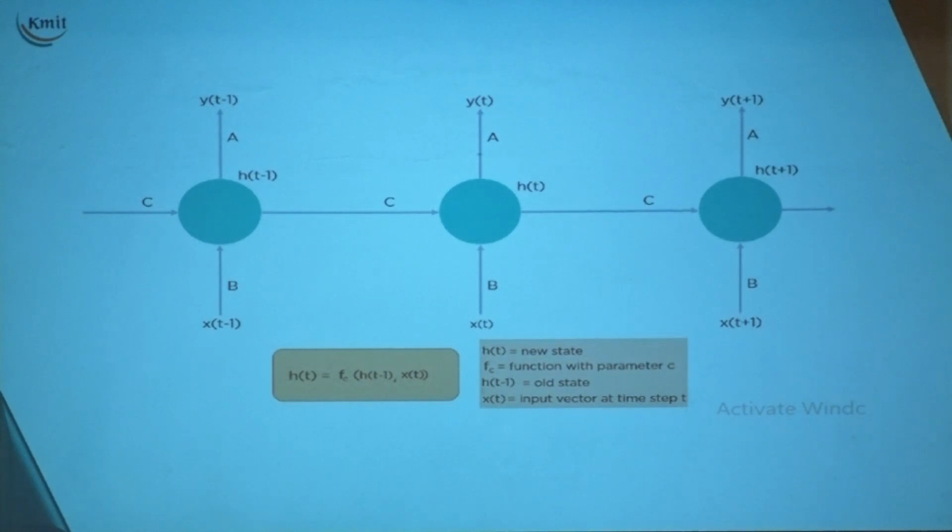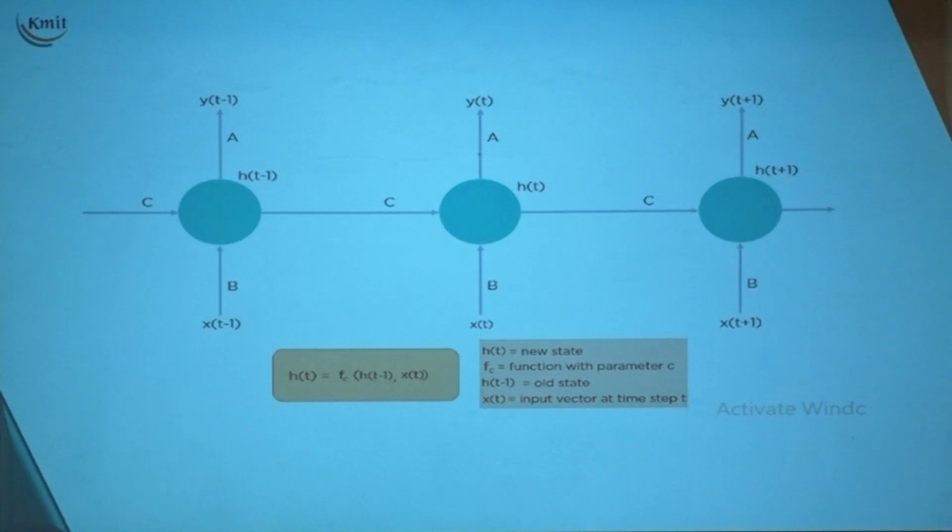Please understand. If you understand this one thing, you will understand everything. Okay, please listen to this. x of t, the input that I am taking. Okay, what is h of t? The hidden layer output that is generated. What is y of t? The final output.